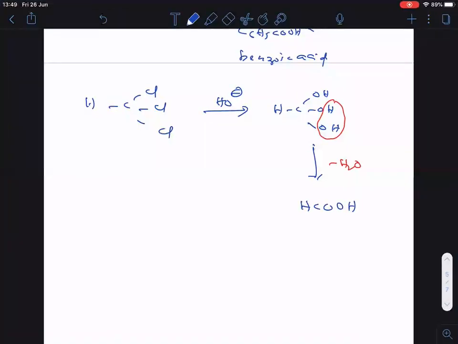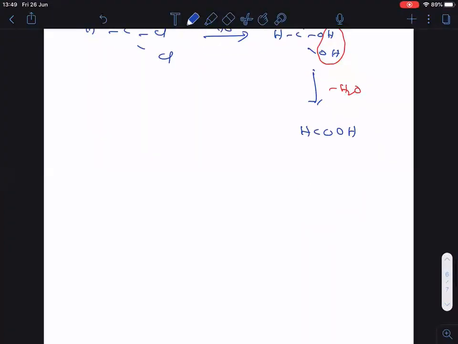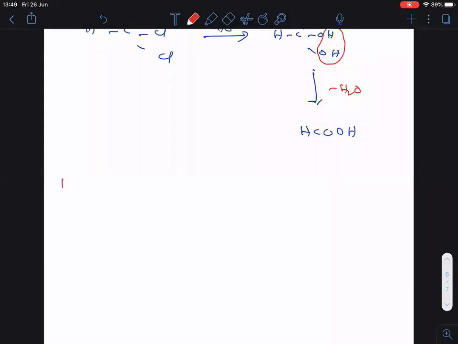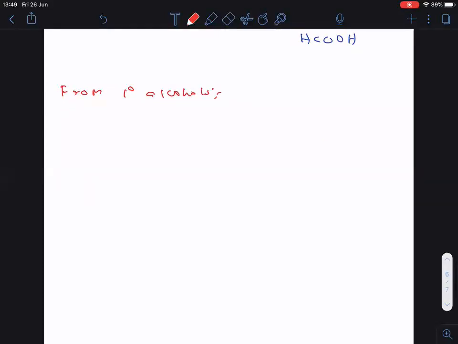Now, after completing that one, let us enter into the next preparation method. Okay. So now, the next preparation method is from primary alcohols. Clear? So now let us think about the primary alcohol. So this is the primary alcohol, RCH2OH.